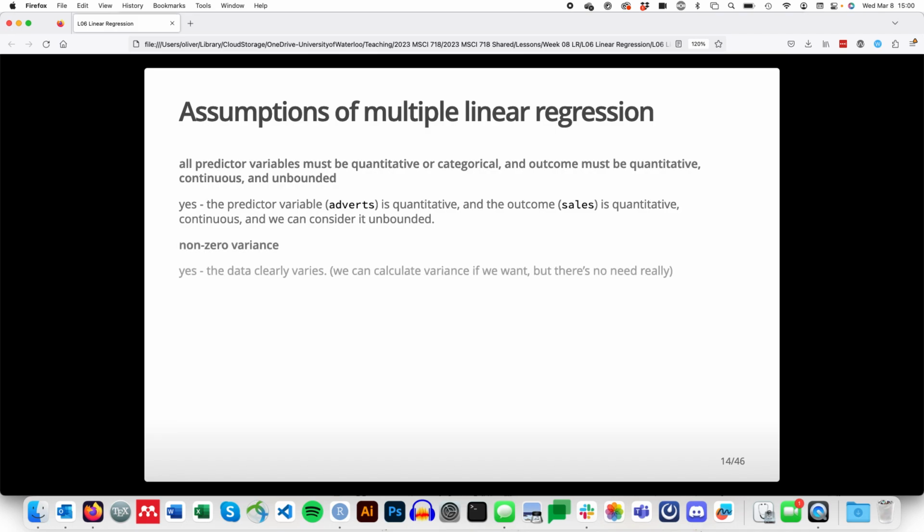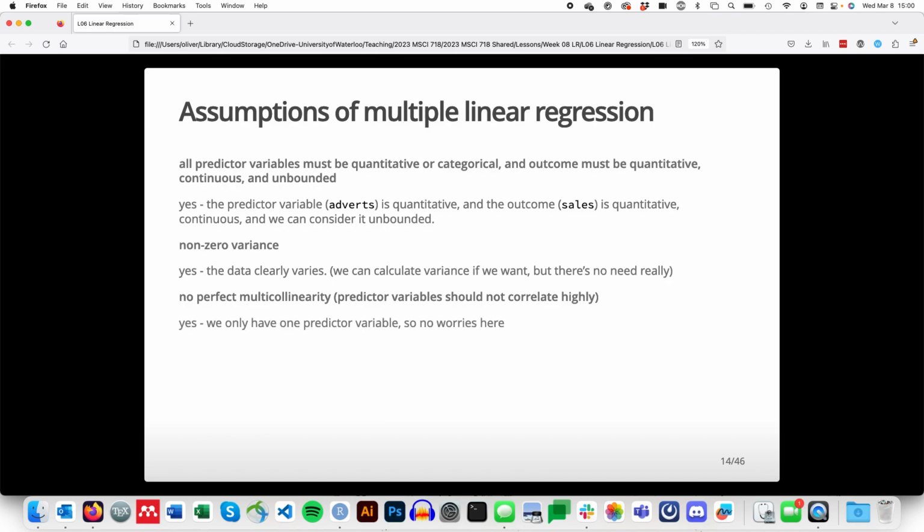Non-zero variance, yeah, there are dots, they are scattered, there's very clear variance. You can calculate variance if you want, but I mean, this is very clear, right? If you have all the same point, then it won't calculate it. No perfect multicollinearity. We're going to talk about this in a second. We'll talk about it when we talk about multiple predictor variables.